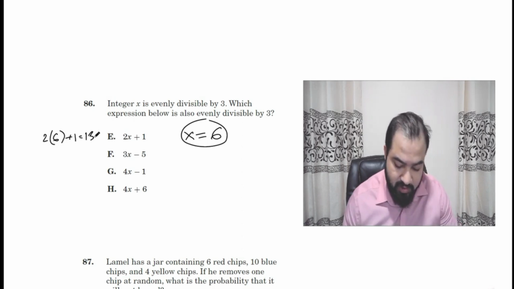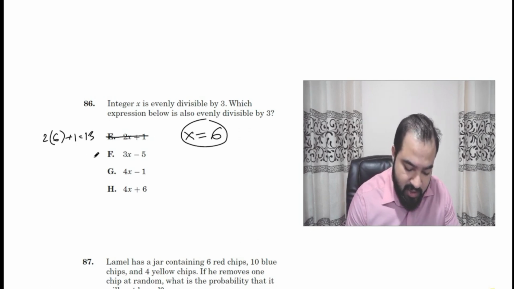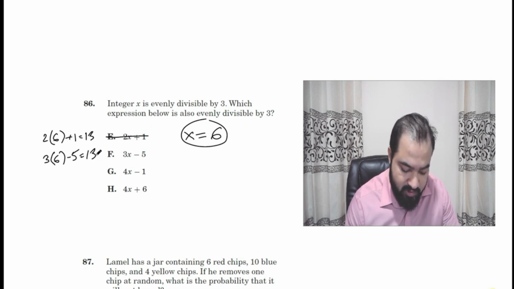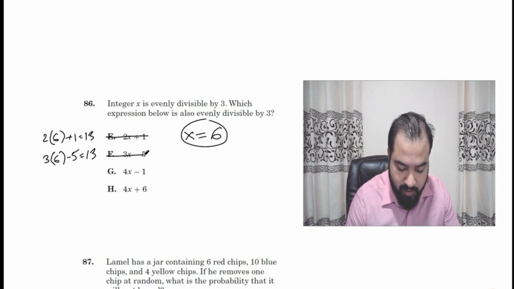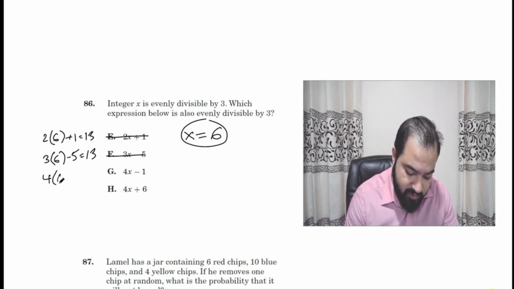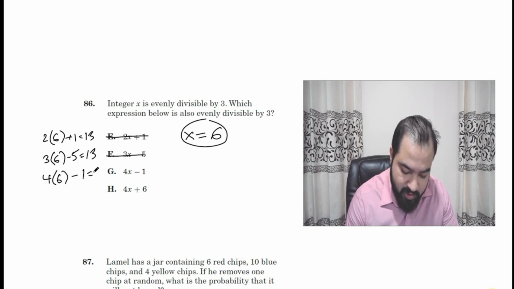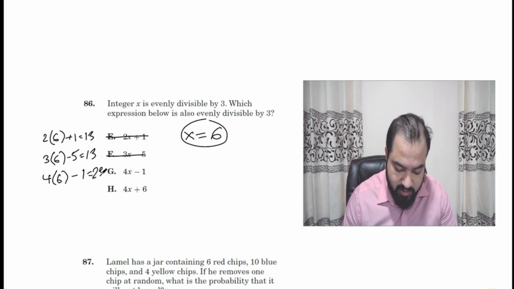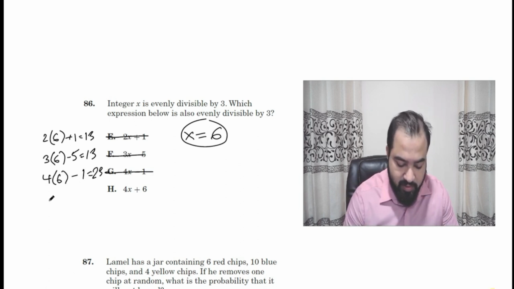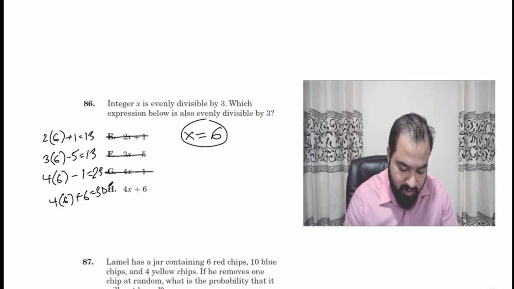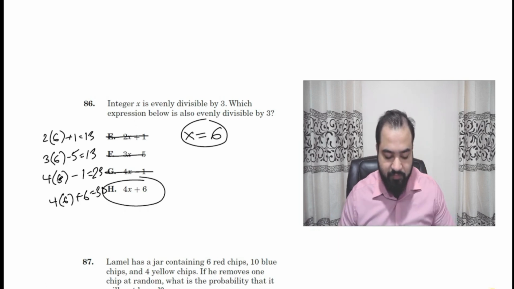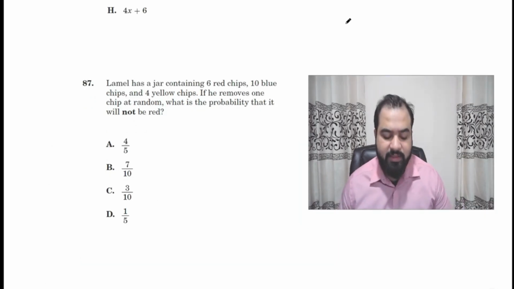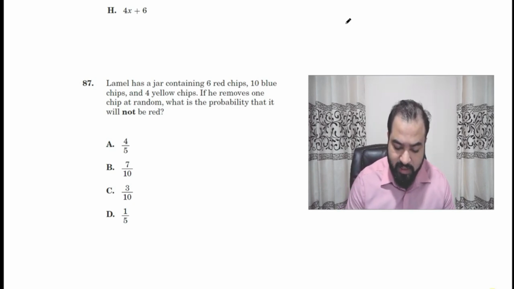13. Well, 13 is not divisible by 3, so that's out. Now this one is 3 times 6 minus 5, which is 13 again. So that's also not divisible by 3. Here 4 times 6 minus 1 is 23, so that's also not divisible by 3. Here 4 times 6 is 24, plus 6, that's 30, so of course that's divisible by 3, so that's the answer.